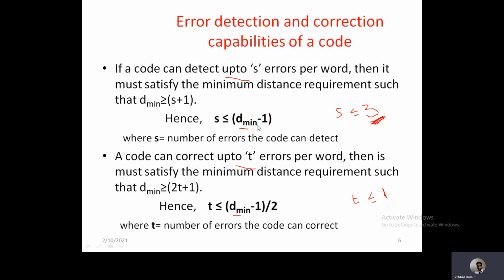So like that, you can identify these values. This is only an example of what I am saying. You can calculate based on the D minimum value how many errors it can detect and how many errors it can correct. Anyway, we'll see this in coming examples.